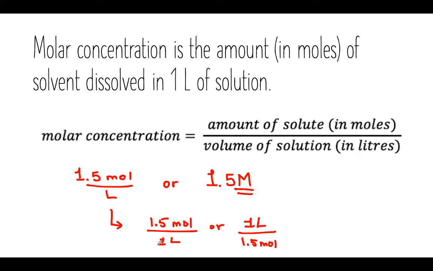Okay, so when you're talking about molar concentration, you're referring to a concentration that's moles per liter. Moles of the solute divided by liter of solution. And if you see this big M, that just means moles per liter, right?